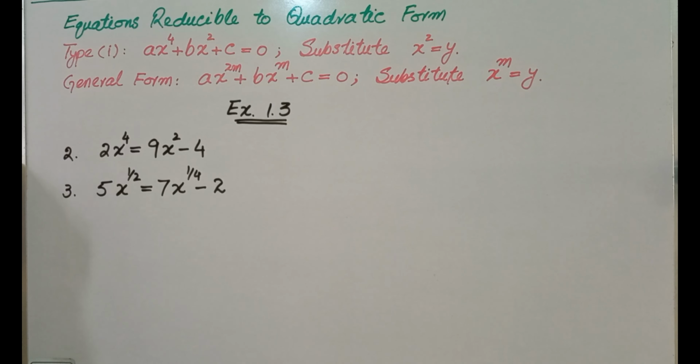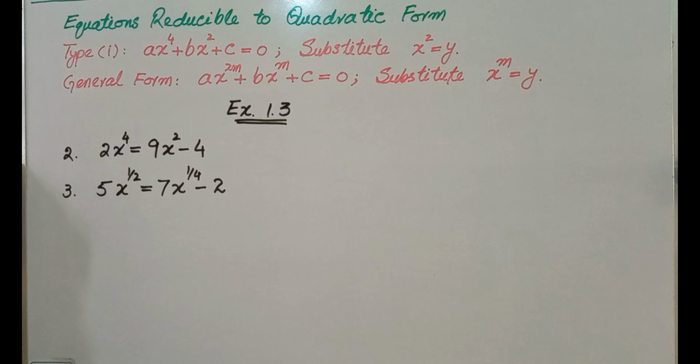If we simplify this further, 9 plus 7 is 16 divided by 4. 4 ones are 4, and 4 fours are 16. Here we have 4, and from here we have y is equal to 9 minus 7, which is 2, divided by 4. 2 ones are 2, and 2 twos are 4. We have y is equal to 1 by 2. Now we'll use these two values of y in our substitution.